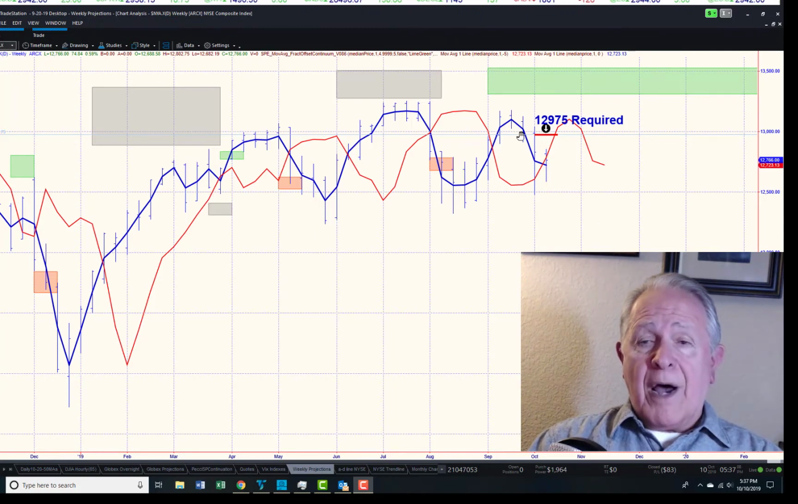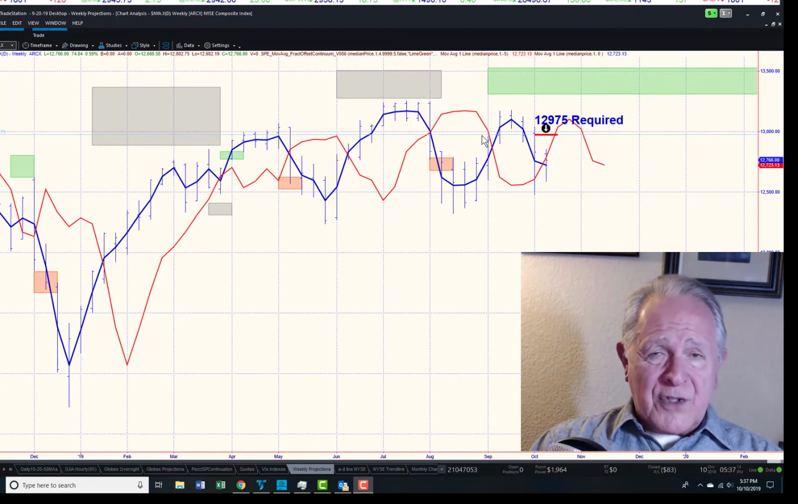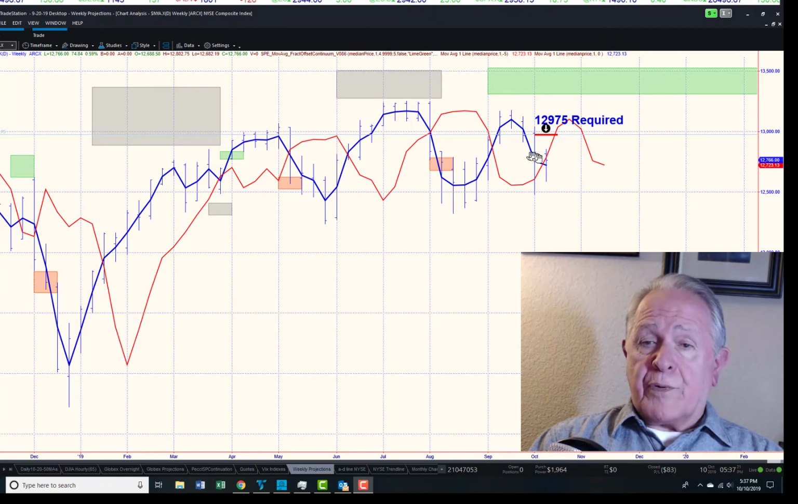This is the New York Composite Index. I wanted to start with the S&P, but let's start with the New York because that generally tends to be the most consistently accurate projection generator. As you can see from this, we're pretty well down below as of the close today with the median.